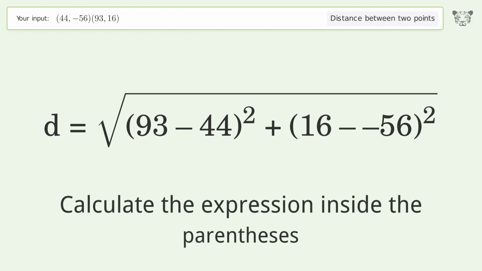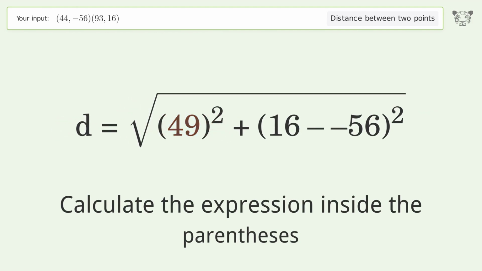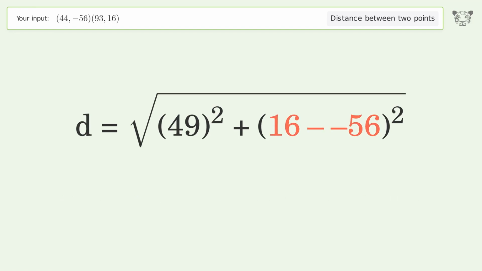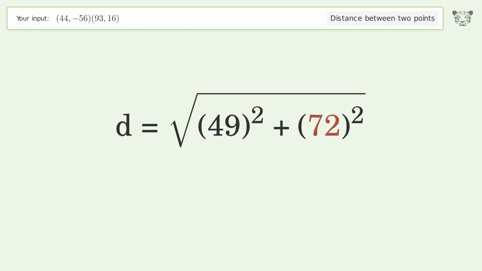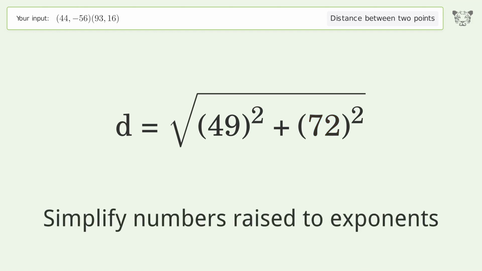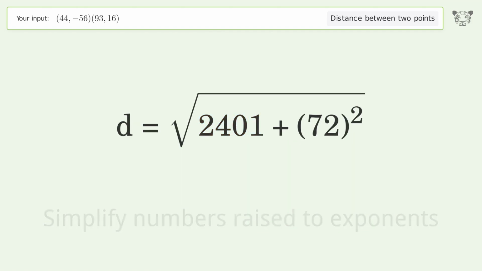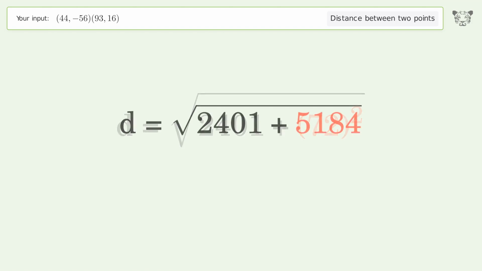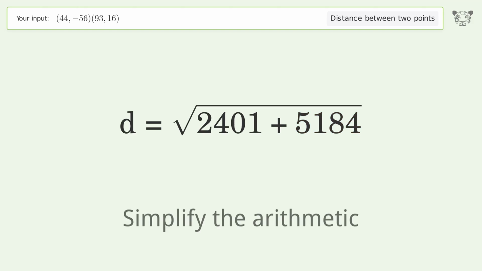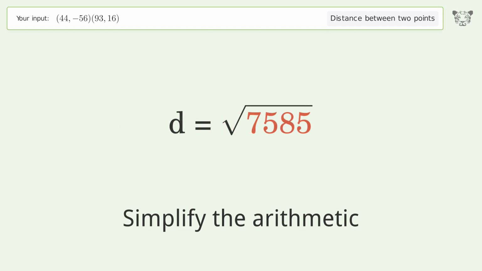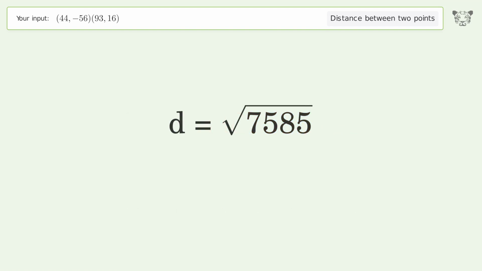Calculate the expression inside the parentheses. Simplify numbers raised to exponents. Simplify the arithmetic. And so the distance between the 2 points is the square root of 7,585, or 87.092.